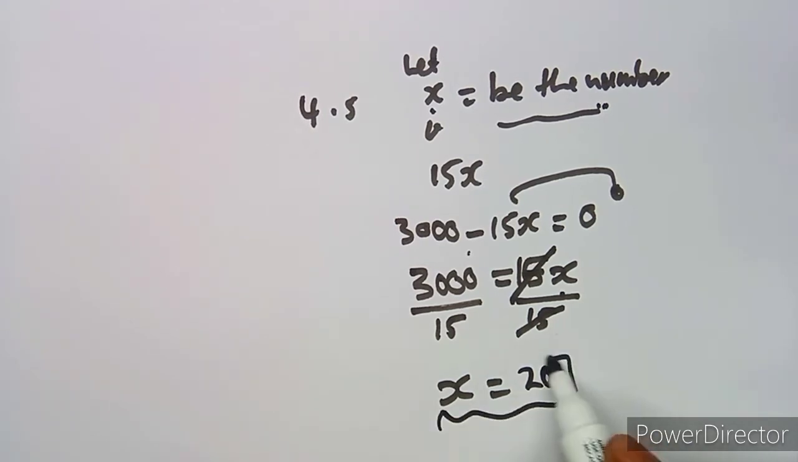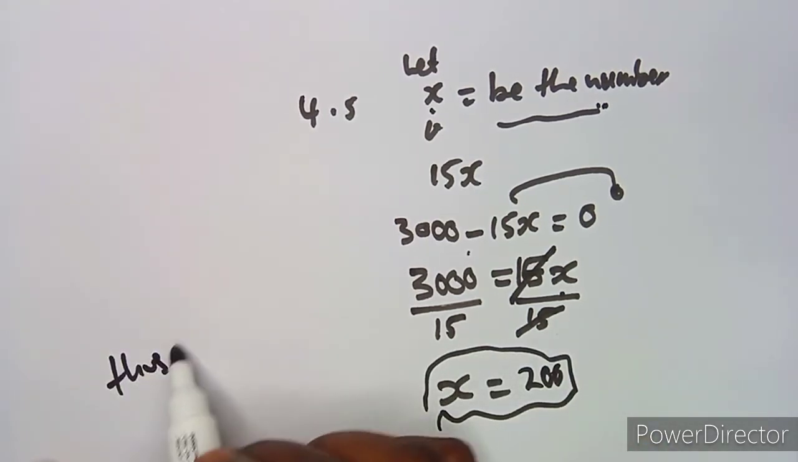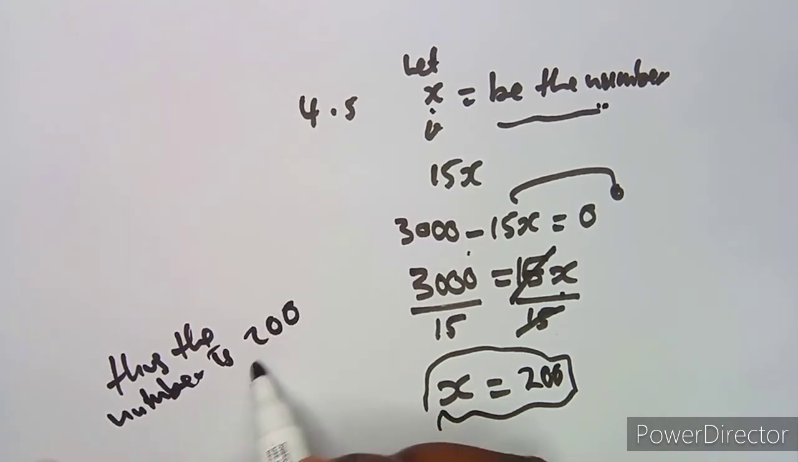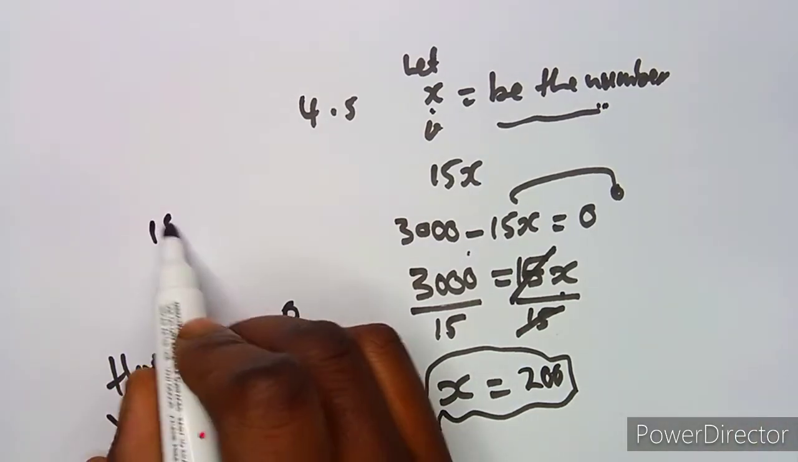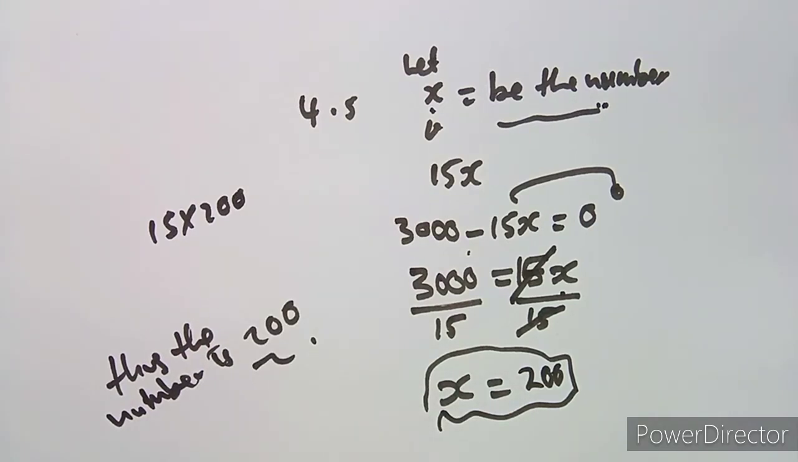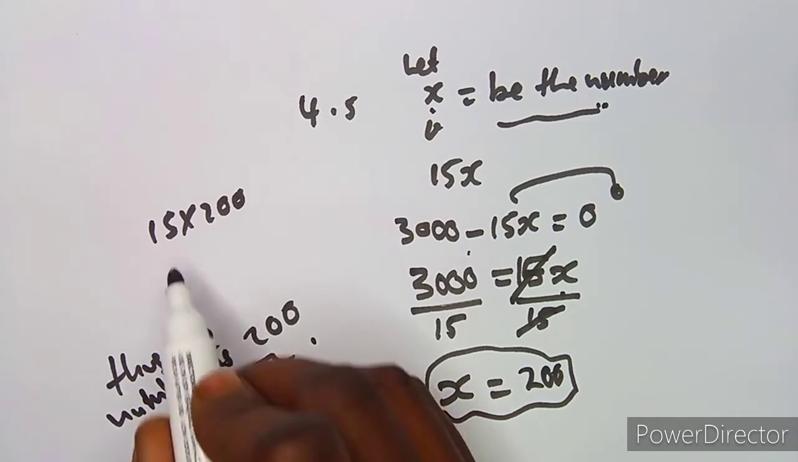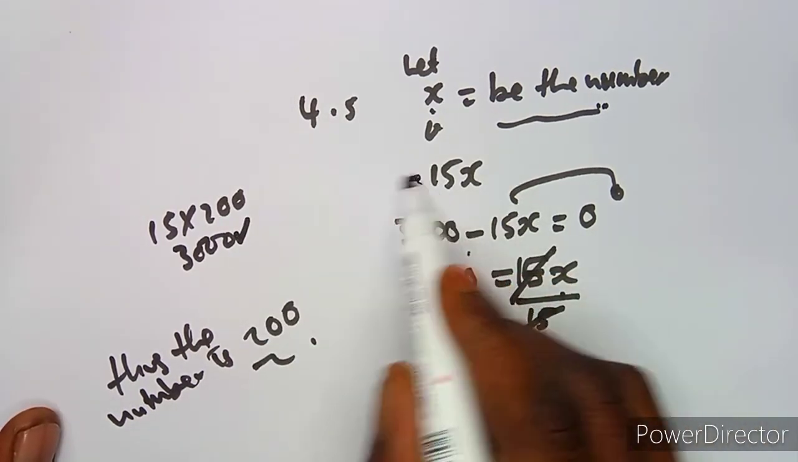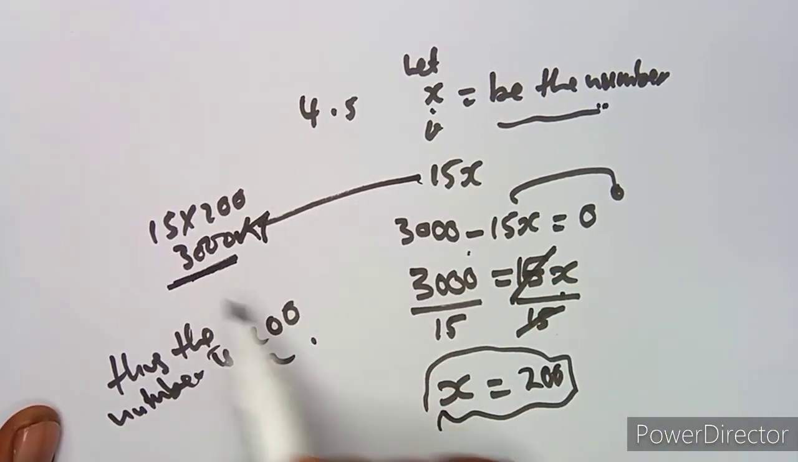So this is going to be your x. So that's the number, 200. So like 15 times 200 was the number, guys. Let's just prove and see. If you multiply 15 by 200, you're going to obtain 3,000. So as you can see, 3,000 from 15x, it's 3,000. So 3,000 minus 3,000 is actually 0, as you can see. So that was the number there.